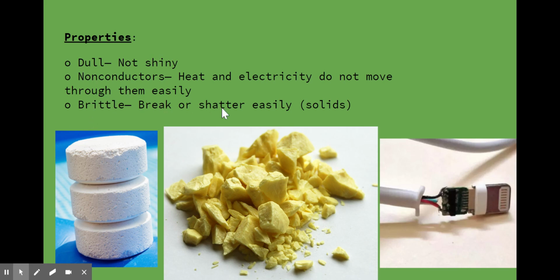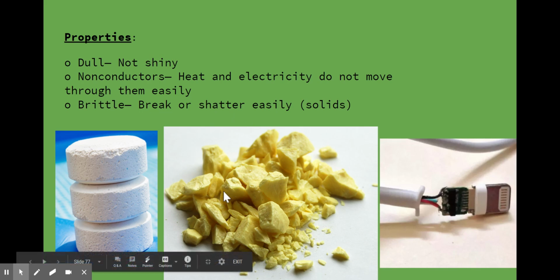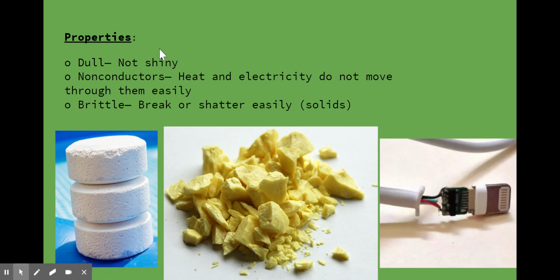They're brittle. They break easily, or they shatter. Sulfur is very brittle. Once you drop these chlorine tablets into water, they immediately dissolve and break apart. So those would be characteristics of a nonmetal.